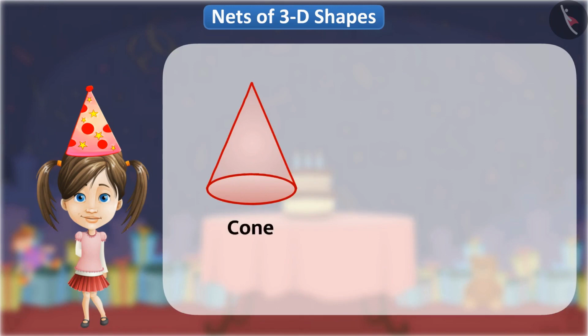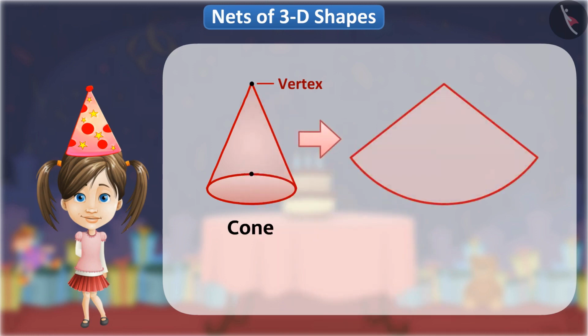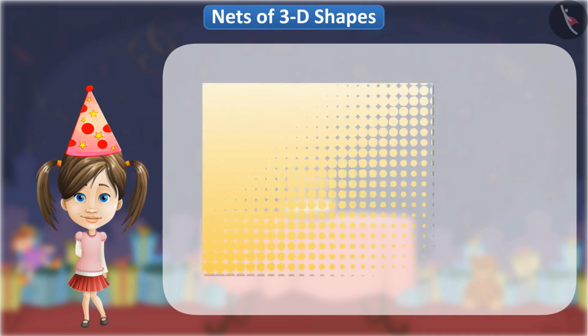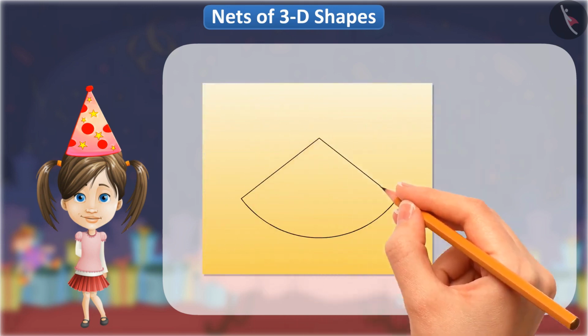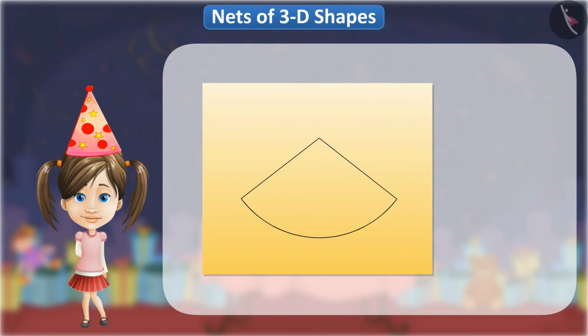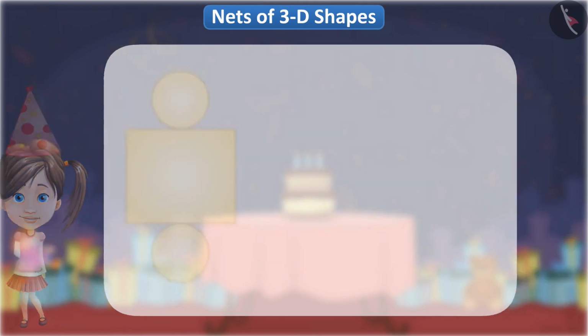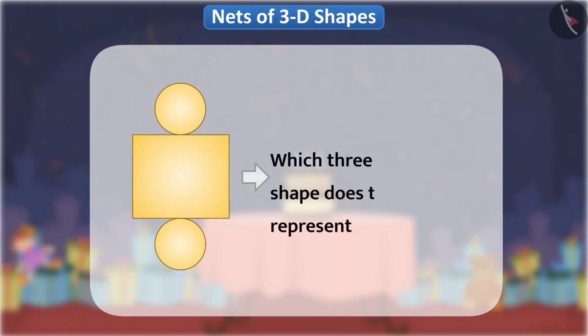If you cut a cone along a point on its oblique surface and along the line going from the vertex, you will get the cone net in this way. You can definitely make a birthday cap for yourself by making this type of net on a flexible cardboard. Which 3-dimensional shape does this net represent? Think.